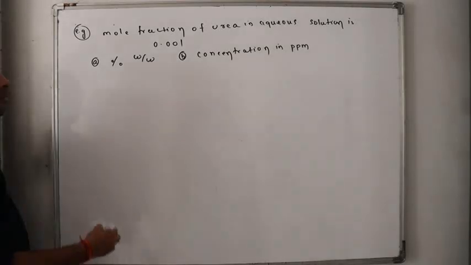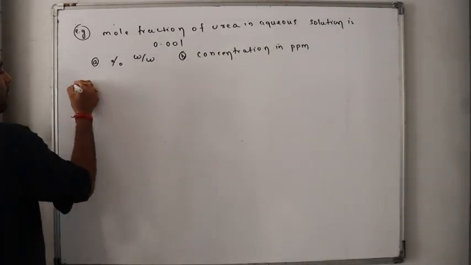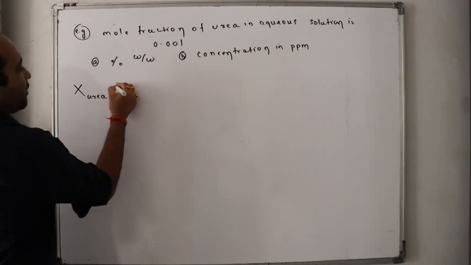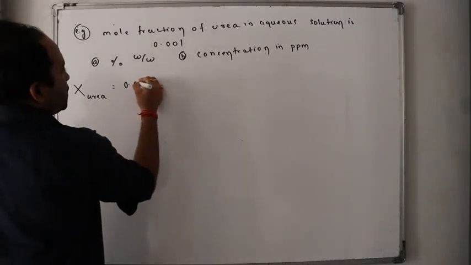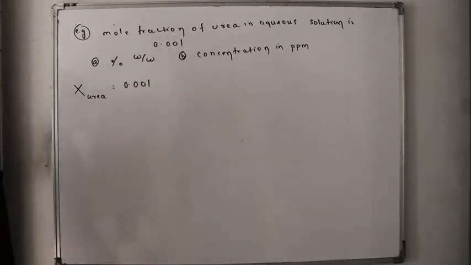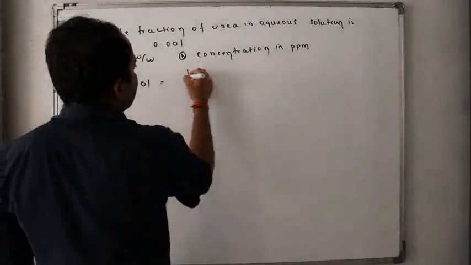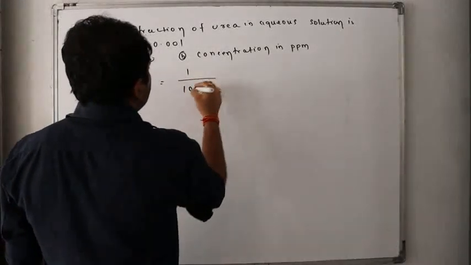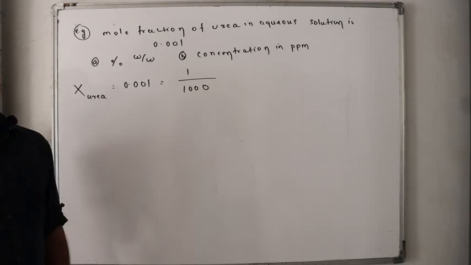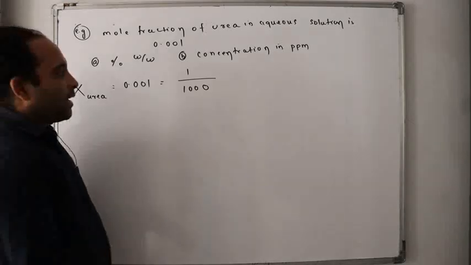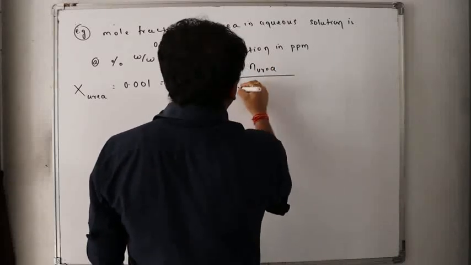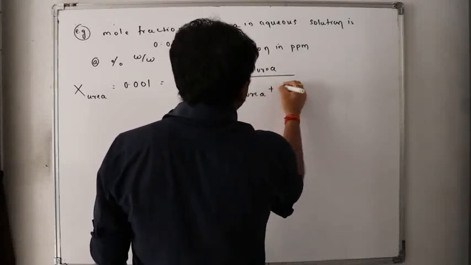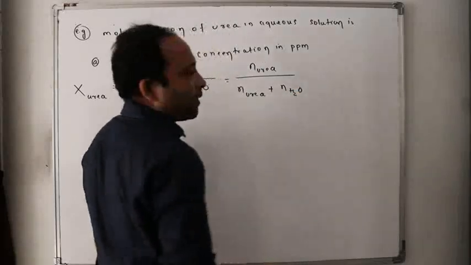Okay? Now, first question. Mole fraction of urea. How to find mole fraction of urea? They have already given 0.001. It means what? Can I write this as 1 by 1000? Yes or no? Now, can I write that this is equal to number of moles of urea by number of moles of urea plus number of moles of water?